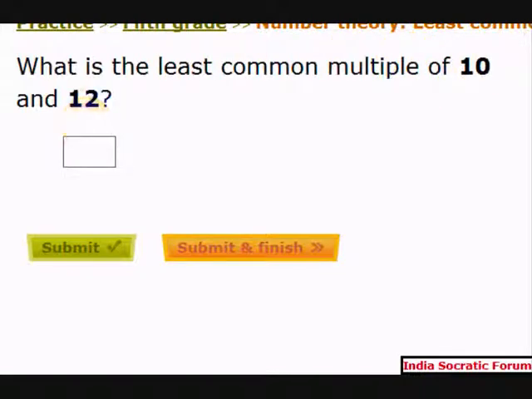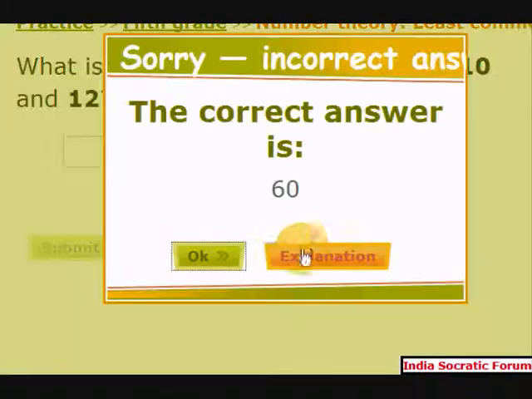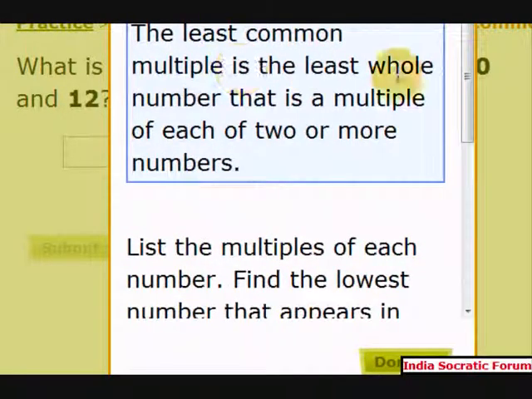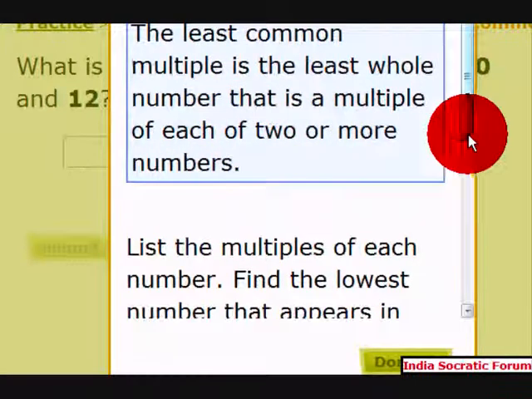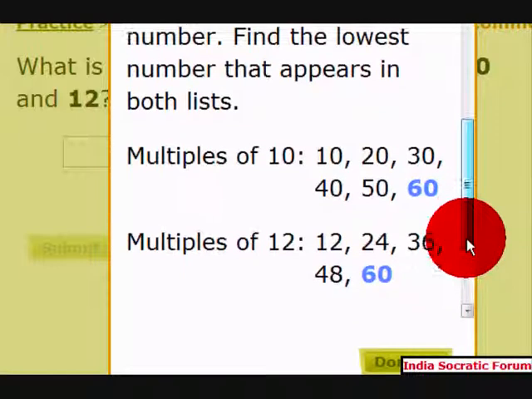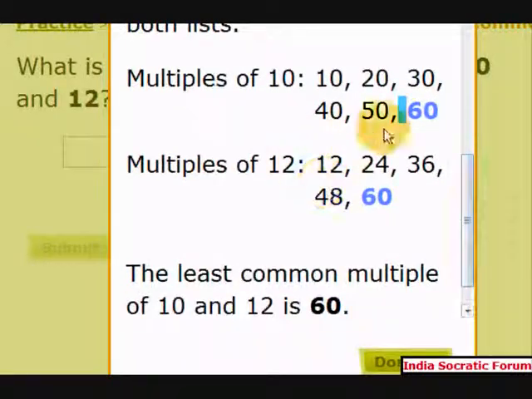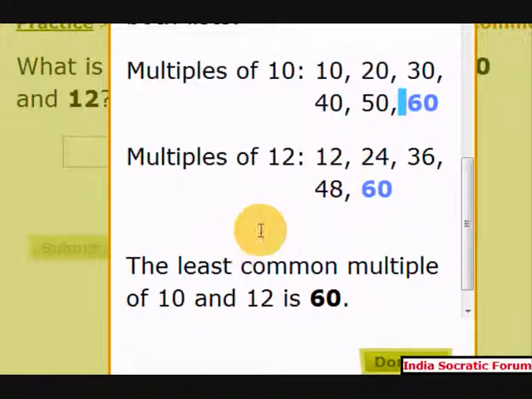Least common multiple of 10 and 12. Pause the video and find the LCM. Okay, the answer is 60. You know why? Read this loud. Write the multiples of each number. Find out the least multiple that is commonly available. Good. 60 is the least one. Minimum one, right? Least common multiple of 10 and 12 is 60. Everything else is greater.